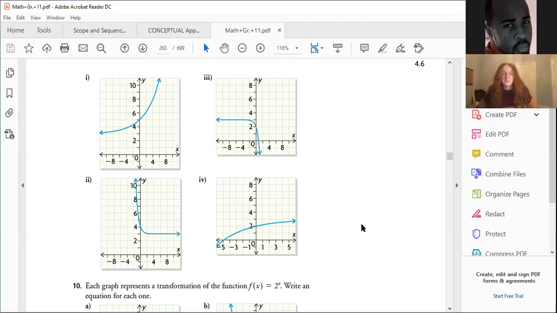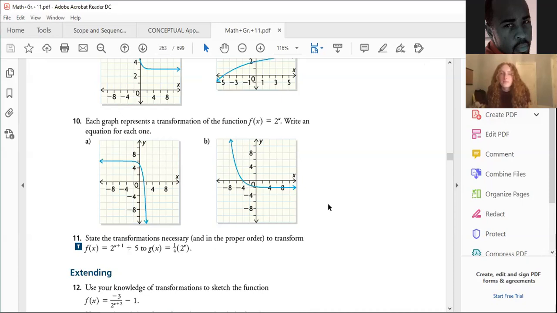Anyway, let's just address something here, Sophie. Let's say we have the exponential function 3 to the x equal to 9. Someone would ask you, what is x? X is 2.